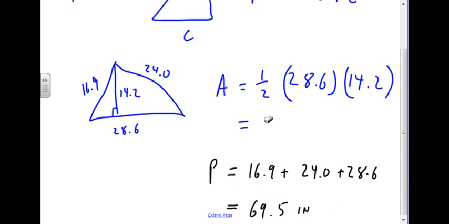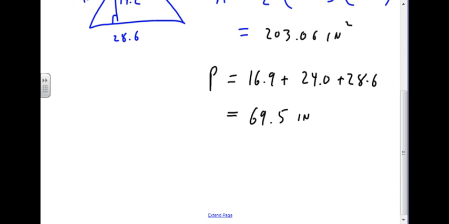All right, and the area is 1/2 times 28.6 times 14.2, and the area is 203.06. Too many significant digits, inches squared. But we're going to hold on to those significant digits for a little while. We're going to go back to Heron's formula. And Heron's formula said S is going to be 1/2 the perimeter, right?